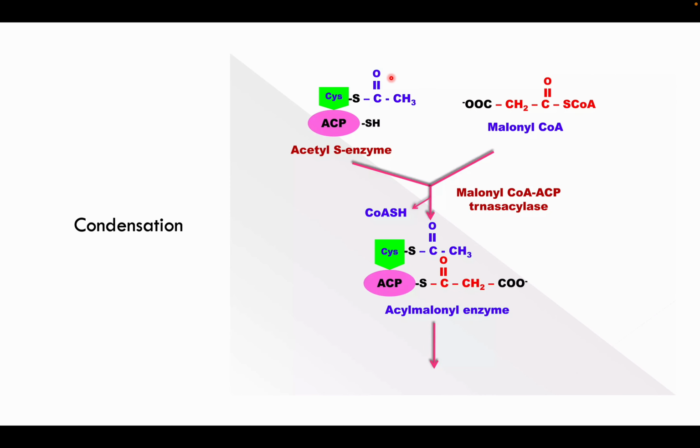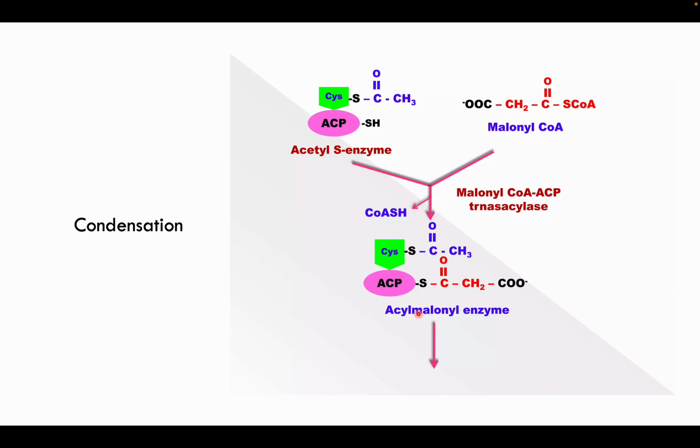So when it shifts to the cysteine, the ACP group is free, and now the malonyl coenzyme A, which was formed in the first reaction, gets transferred here with the action of malonyl coenzyme A ACP transacylase, and then again coenzyme A from here and SH group from here get released. So what we get is acetyl malonyl enzyme, containing the acetyl group and containing the malonyl group.